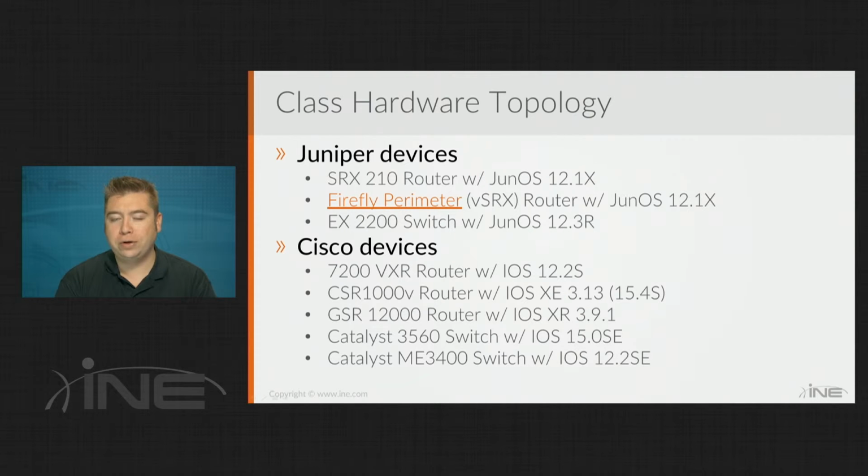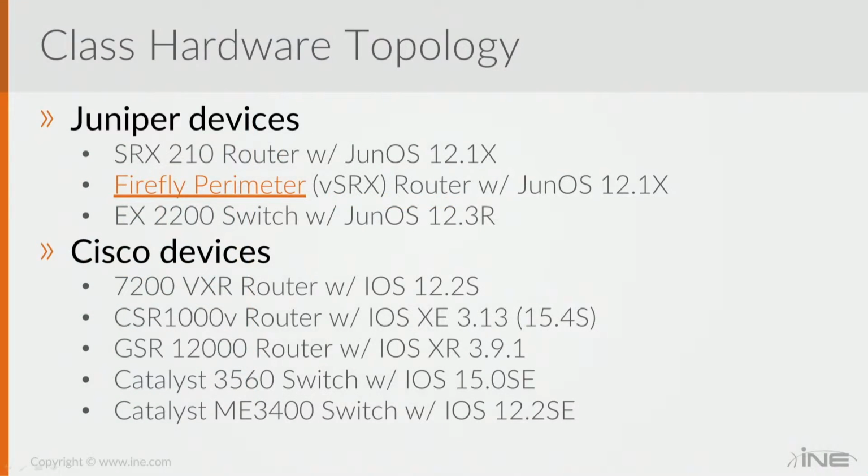Then from a service provider core and service provider edge point of view, we also have iOS XR, specifically version 3.9 here, which is going to be running on the gigabit switch router, which is the 12,000 series router. And then we'll talk about how that is similar to JunOS in terms of committing the configs, doing rollbacks, how the hierarchy of the syntax structure works. And then finally the enterprise access layer Ethernet switches, so Catalyst 3560, and then the Metro Ethernet switches, which is the ME3400. We'll talk about some of the interoperability between the Catalyst switches and the Juniper EX series.